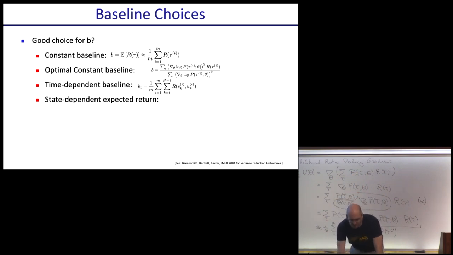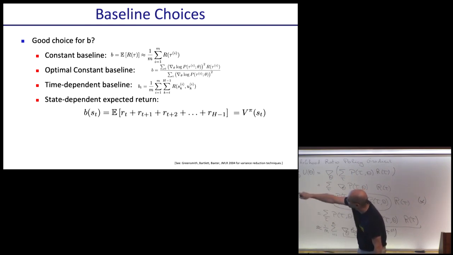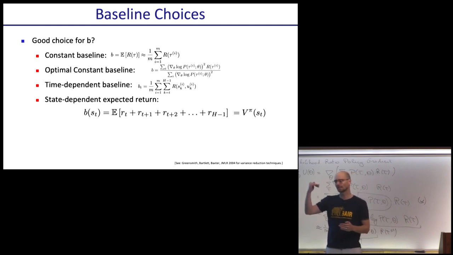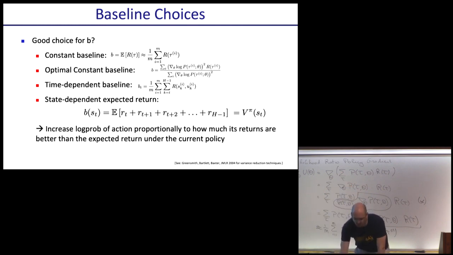You can make it state dependent. So you can say, my baseline is going to depend on the state. How much reward do I expect to get from that state? That's the value function for that state. We'll need a way to estimate that value function, but in principle, that's the most natural thing to choose, because that's really the comparison we want. What's the value I expect from that state under my current policy? Did I do better or worse? Accordingly, shift the probability mass. So we'll look at that in a moment, how to get that.